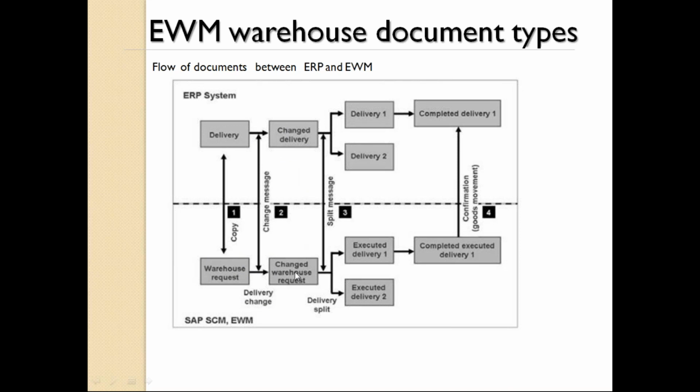Then you can split the deliveries if required. So if you want to change the outbound delivery or inbound delivery into multiple deliveries, you can split it. And then finally, when you confirm that you have done all the activities in your warehouse for that particular delivery, a goods issue or a confirmation goes to ECC, and the goods issue document gets posted in ECC.